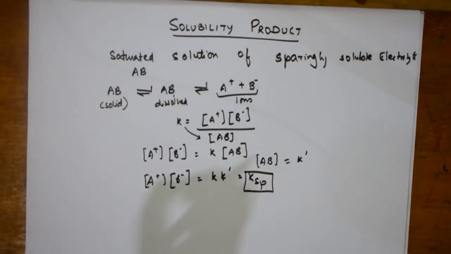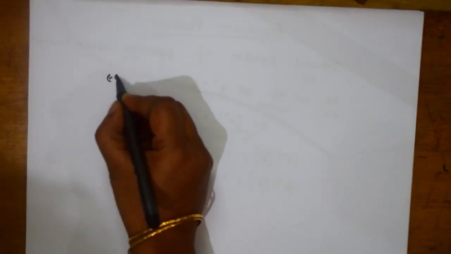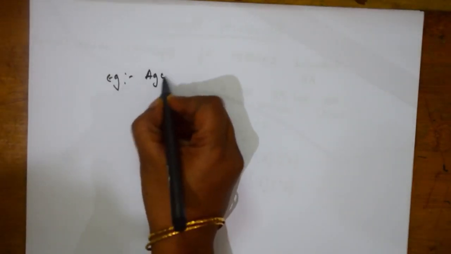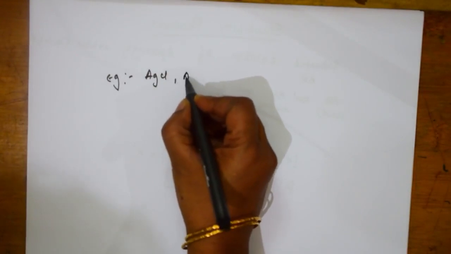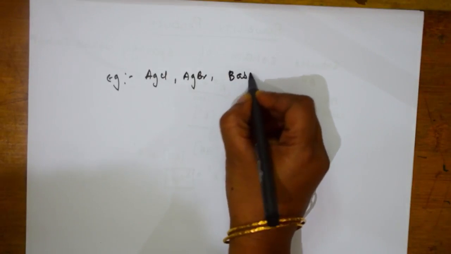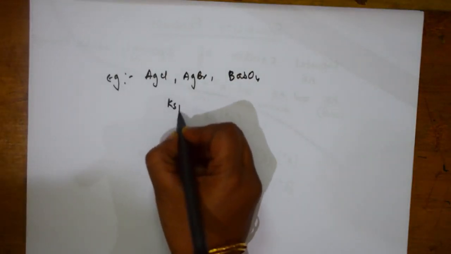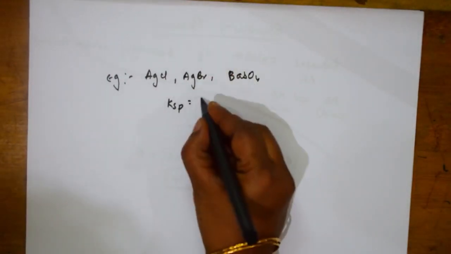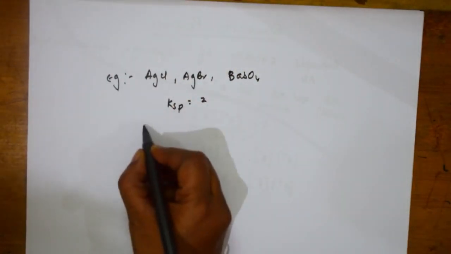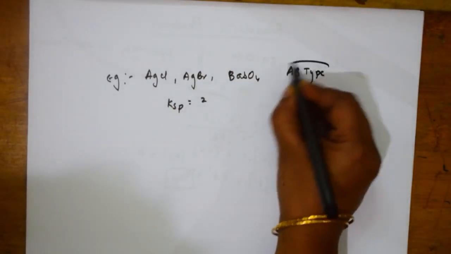What am I trying to explain? Let me take an example and see. When I take an example of Ksp, you will understand clearly how to do this. Suppose I take silver chloride, silver bromide, or barium sulfate. I am taking one cation and one anion, so Ksp is 1 plus 1, that is 2. This is AB type: one cation, one anion.